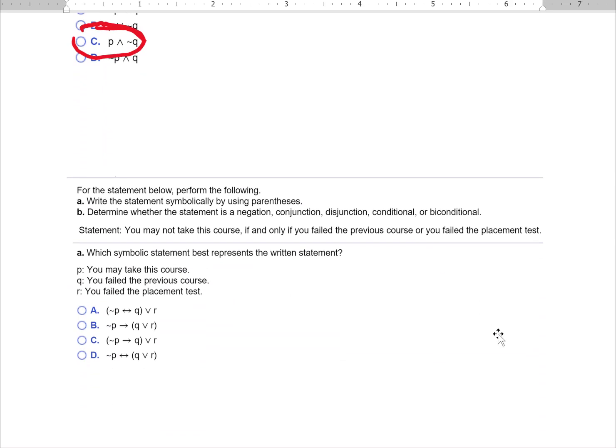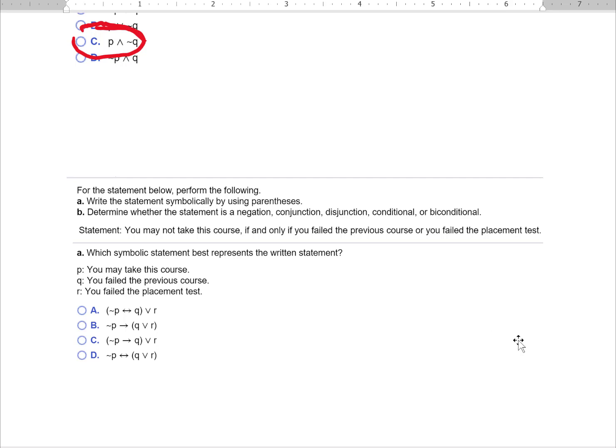For the statement below, perform the following. Write it symbolically. This one has parentheses, and then determine if it's a negation, conjunction, disjunction, conditional, or biconditional. And here are the 3 simple statements. P, you may take this course. Q, you failed the previous course. R, you failed the placement test. The statement is, you may not take this course, comma, if and only if you failed the previous course or you failed the placement test.